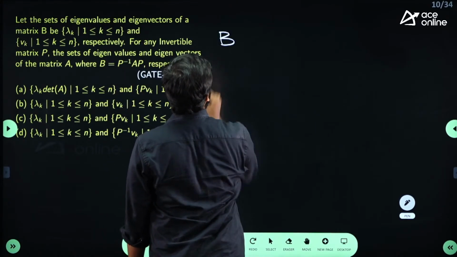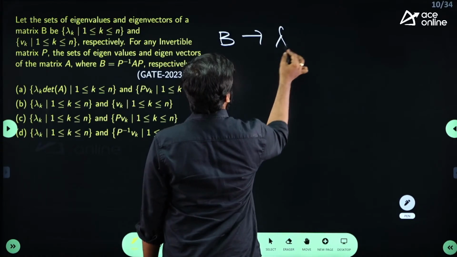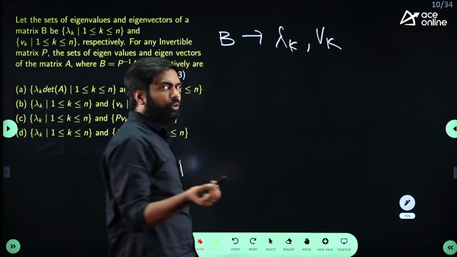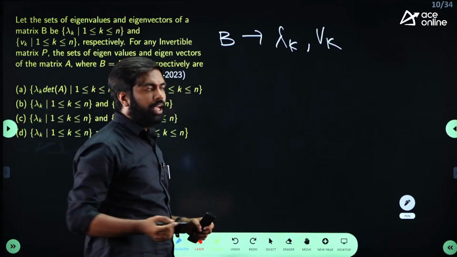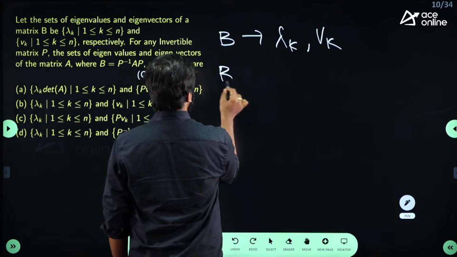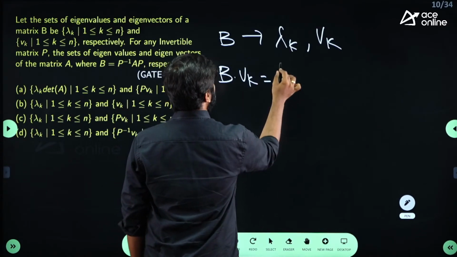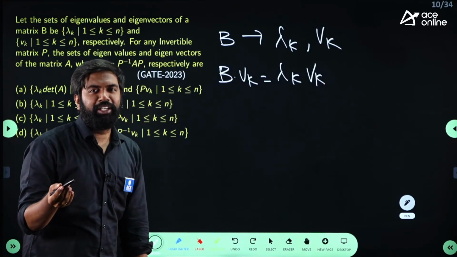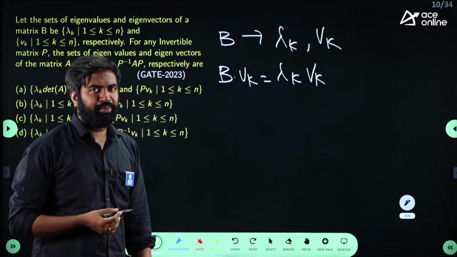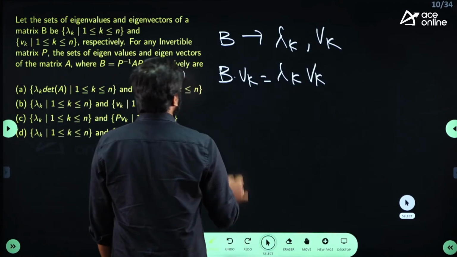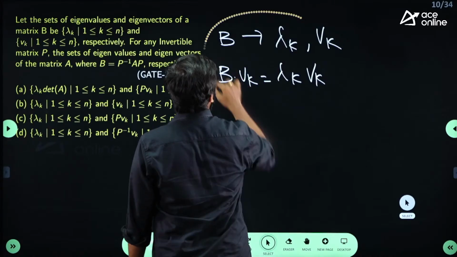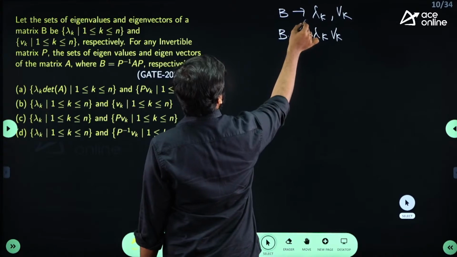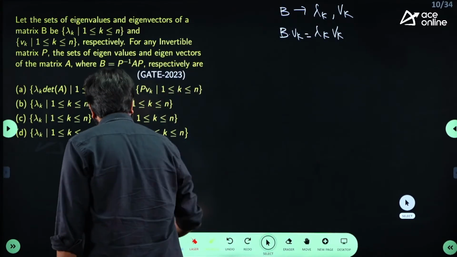There is a matrix B whose eigenvalue is lambda k, eigenvector is vk. So you all know if lambda k and vk are the eigenpair, one can write like this: B into Vk is lambda k into Vk. Something like you people are used to Ax equal to lambda x. So let's put this information aside. Now let's talk about A. What is A? Just keep in mind I'm going to use this information.